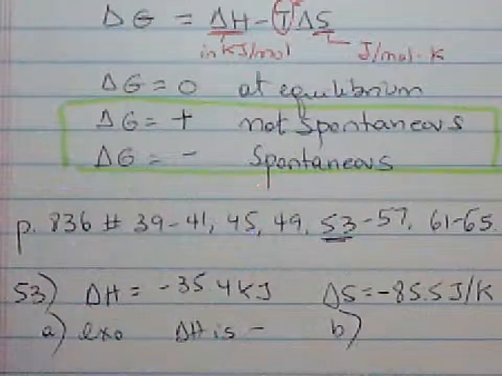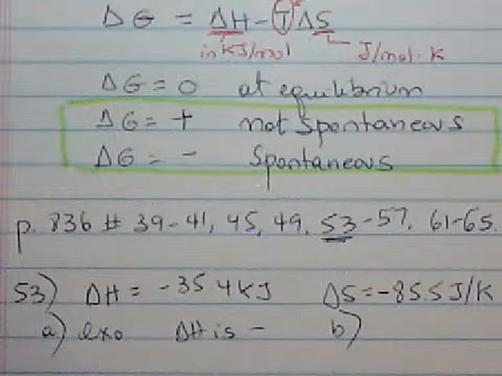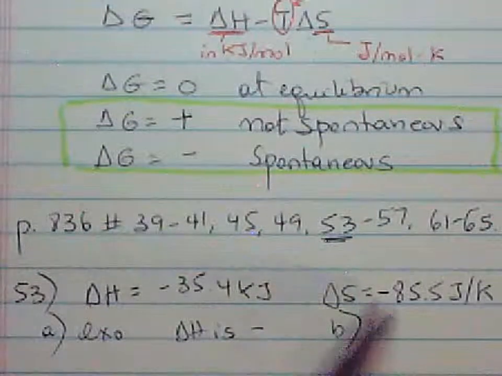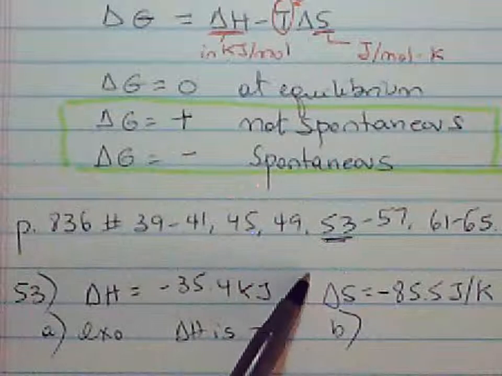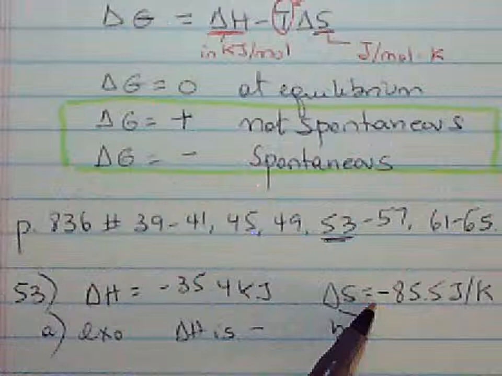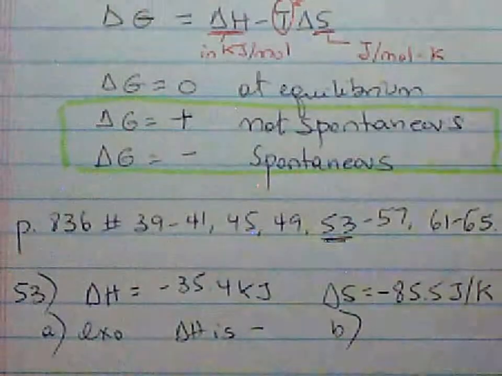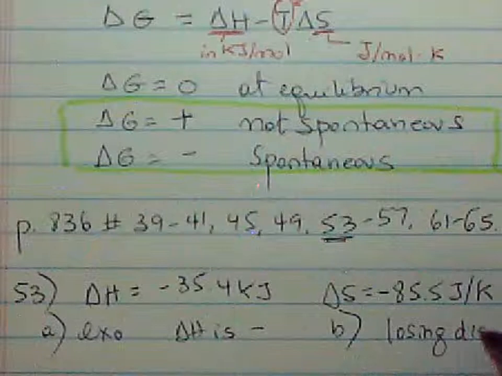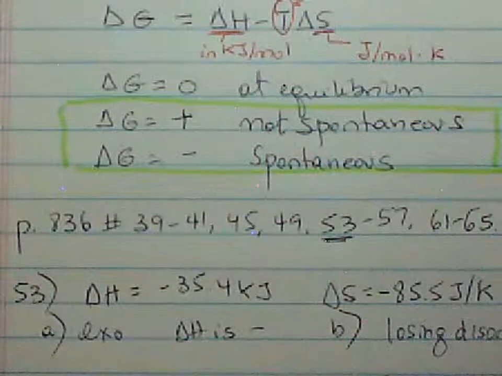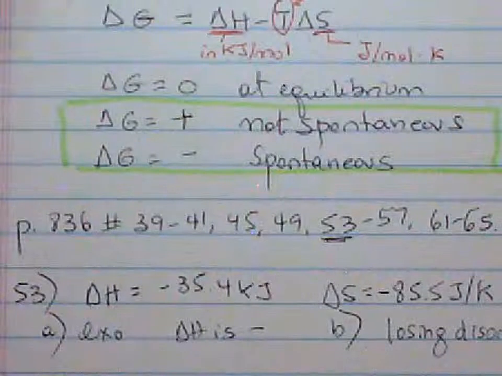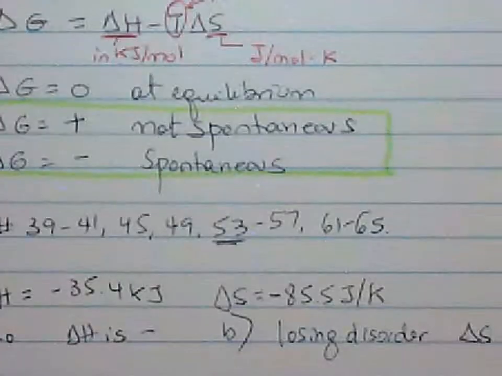Okay, yes, I didn't ask if we were becoming more organized. I asked if we were becoming more or less disorganized. What does S represent, organization or disorder? Disorder. So are we gaining disorder or losing disorder? We're losing disorder. Why? Because delta S is negative. You lose disorder when delta S is negative. You gain disorder when delta S is positive. Alright?